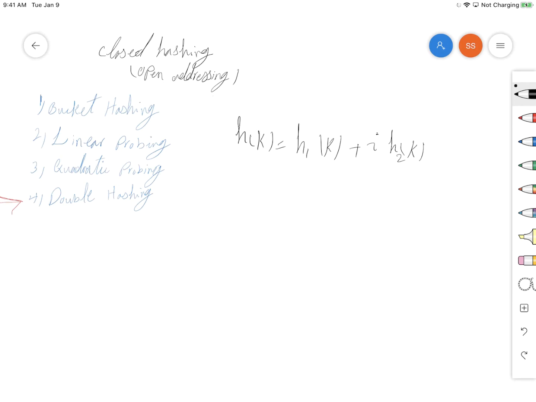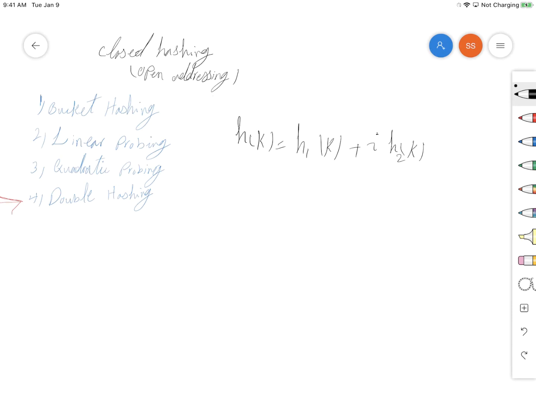So far we have talked about bucket hashing, linear probing, and quadratic probing, which are some ways to do closed hashing or open addressing. Today we're going to talk about double hashing, which is also a fix to the problem of quadratic probing. The general form for double hashing is the one that you see here.